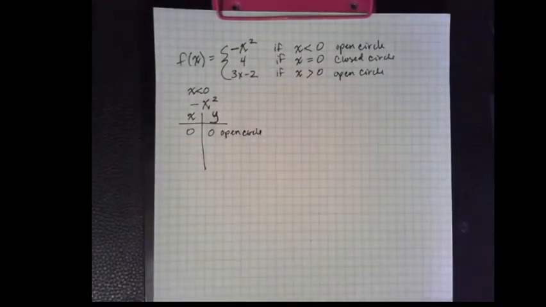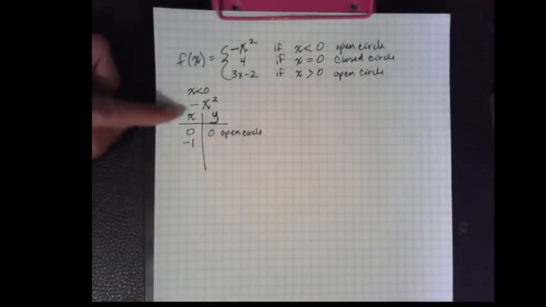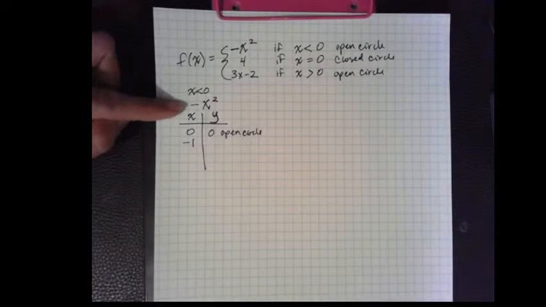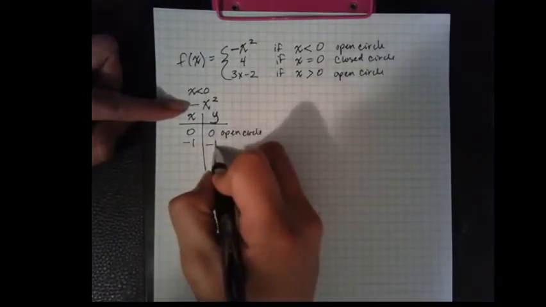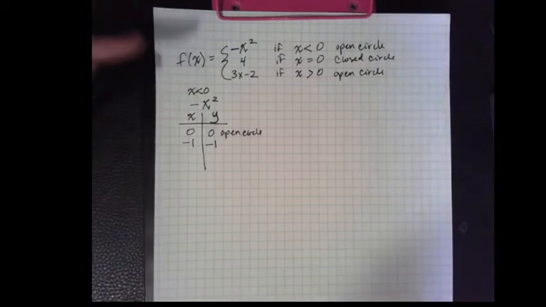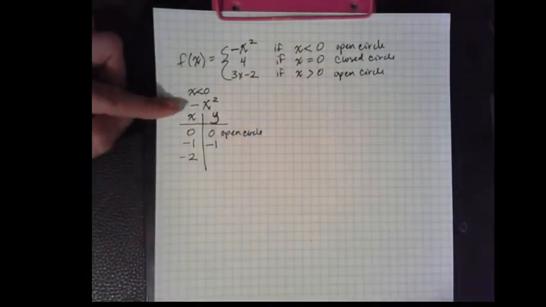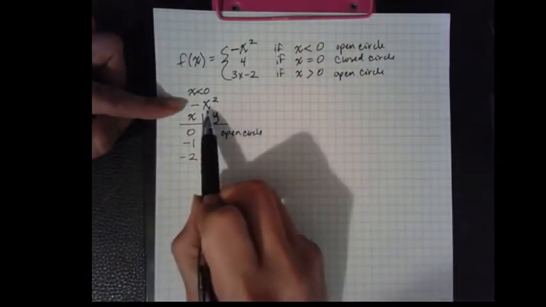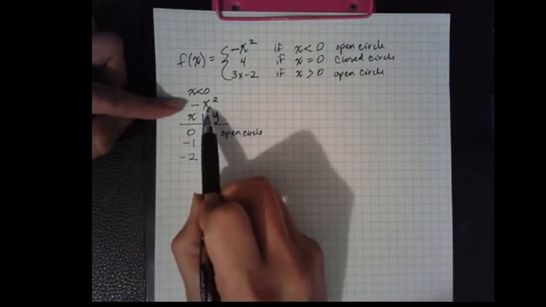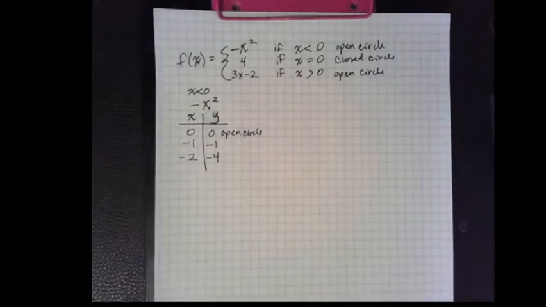Now I need to choose negative numbers, and we'll keep them small because it's easy. So let's pick negative 1. Plugging negative 1 in here for x squared, I have negative 1 times negative 1. That's positive 1. But this negative out front changes it back to negative, so I have the point negative 1, negative 1. I can pick one more. Let's pick negative 2. So plugging in negative 2 to negative x squared, negative 2 times negative 2 is positive 4, and then this negative sign changes it back to negative, so I have negative 2, negative 4.